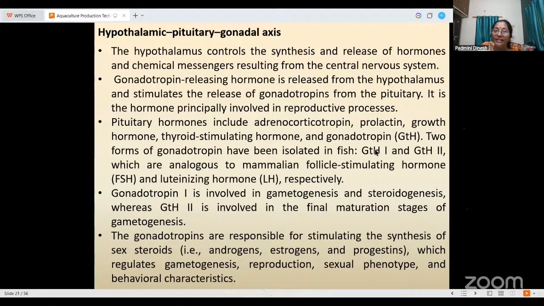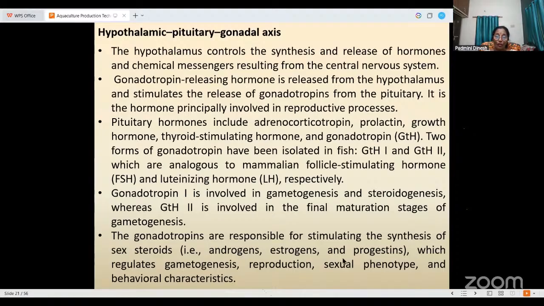And GTH2 is the luteinizing hormone. What does a luteinizing hormone do in humans? They help in releasing the egg from the ovary. So same thing over here. They release the eggs from the ovary of the fishes. GTH1 is involved in gametogenesis and steroidogenesis, in both male and females, whereas GTH2 is involved only in the females, during the final maturation stages of gametogenesis. And these are responsible for the sex steroid hormones, that is androgens, estrogens, and progesterone. Androgens for the male, estrogens and progestins for the female fishes.